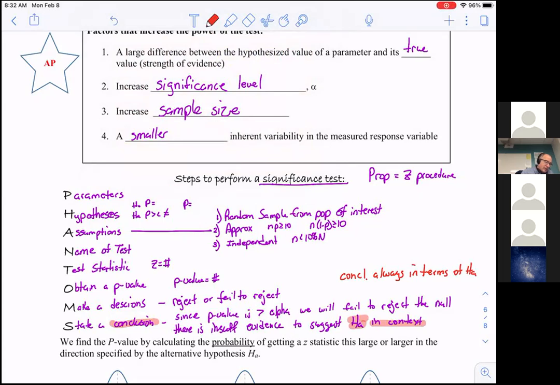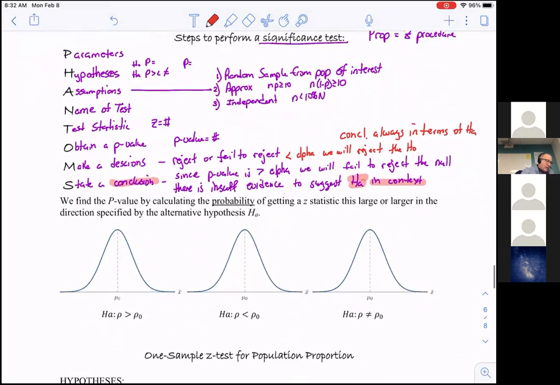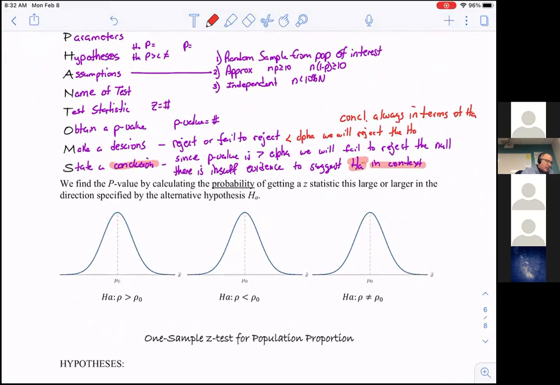So up here, I'll write another one. If it's less than alpha, we will reject the null. And again, it's just practice when we get into this.